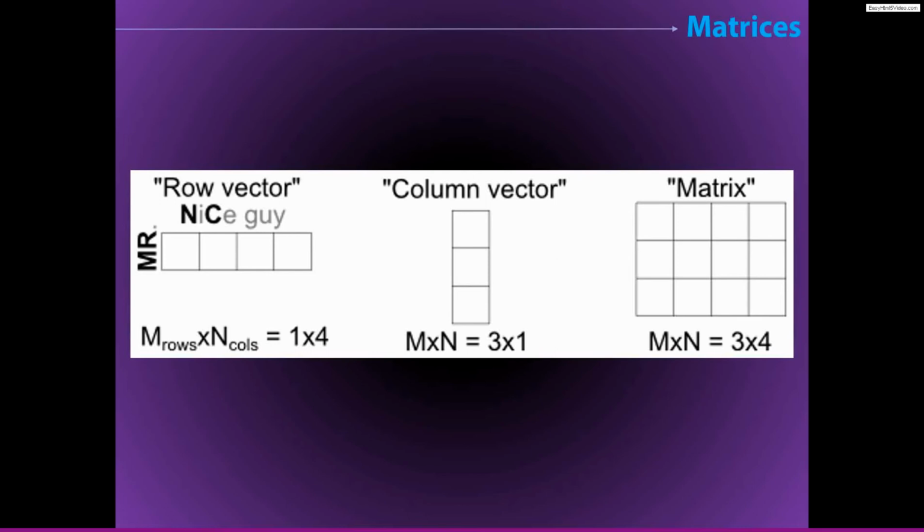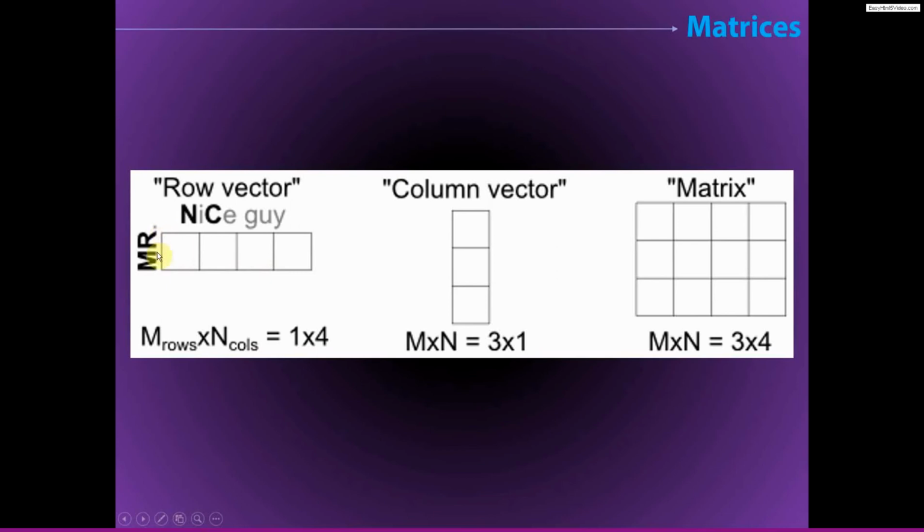So how do you remember that it's always m rows by n columns? One way to remember is with this mnemonic, Mr. Nice Guy. So here we have m rows and n columns. That's an easy way to remember how to think about matrix sizes.